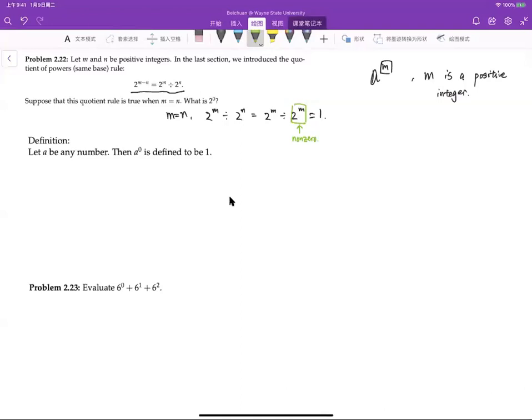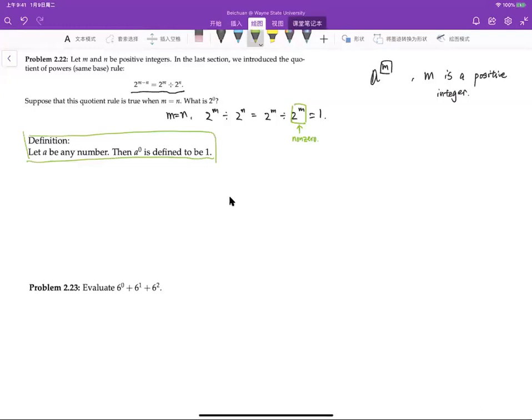If the base is 0, we cannot get this conclusion by using this property because 0 cannot be divided. However, we can just supply a definition. So that's what we will do next. Here, we just add an additional definition for the 0 exponent. So let a be a number.